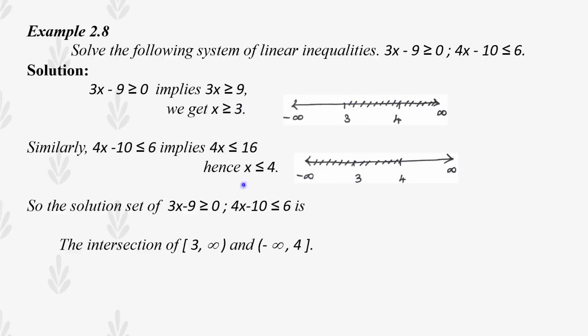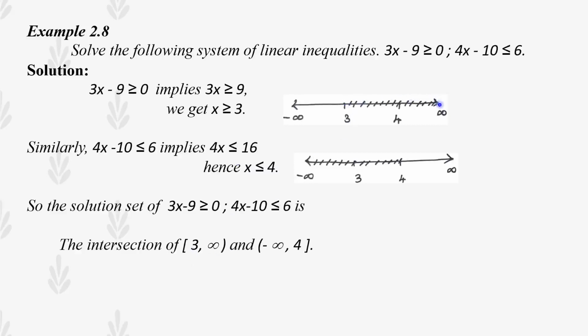so you have to mark like this. So the solution set of 3x minus 9 greater than or equal to 0 and 4x minus 10 less than or equal to 6 is the intersection of the two parts. Here x is greater than or equal to 3, so I have to use a closed interval.